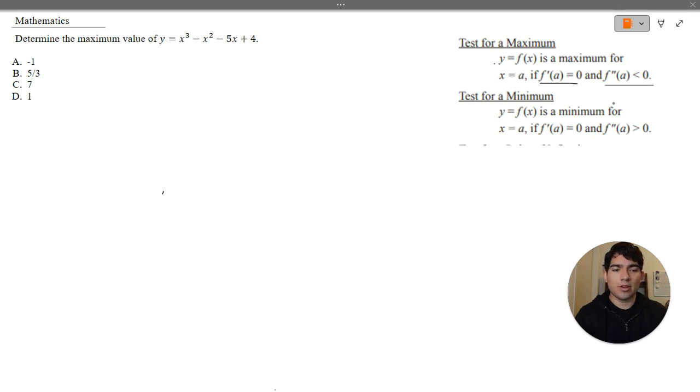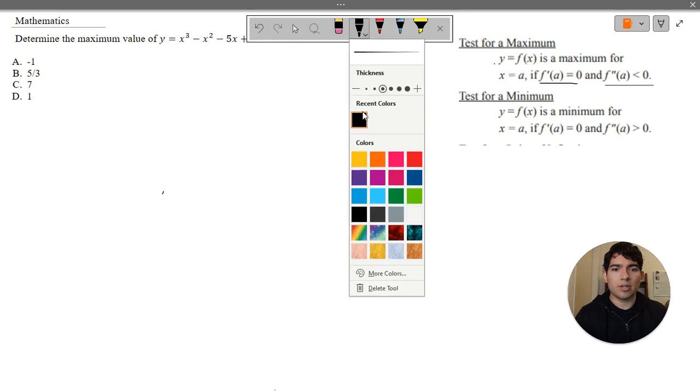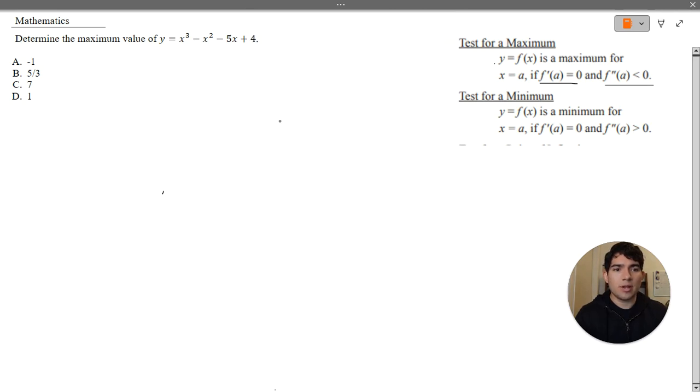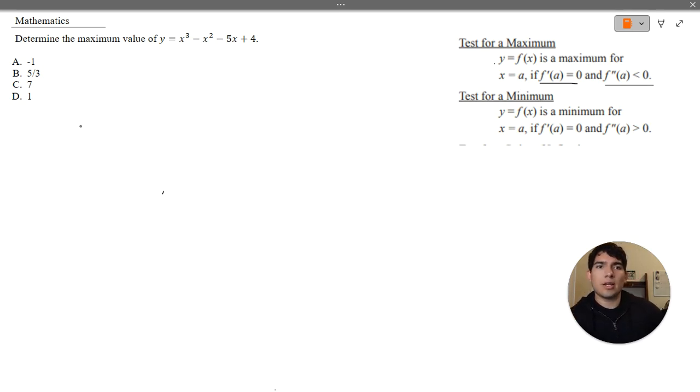I went ahead and pasted it here for us just for convenience sake. So in this case, we're using the test for a maximum, and it says y equals f of x is a maximum for x equals a if f prime of a is equal to 0 and f double prime of a is less than 0. So x equals a is the x value at which we will have our maximum point, and that x equals a needs to fit these two parameters: f prime of a equals 0 and f double prime of a is less than 0.